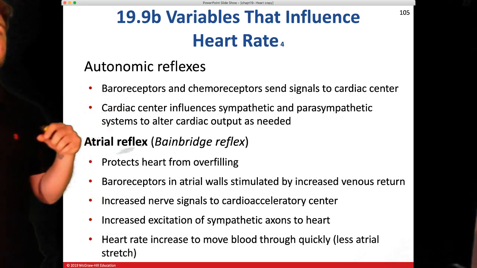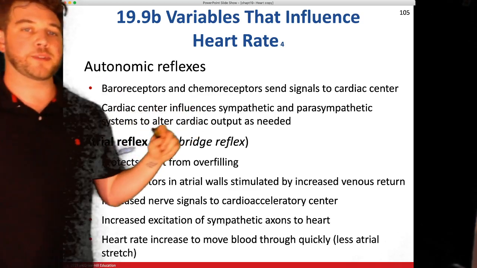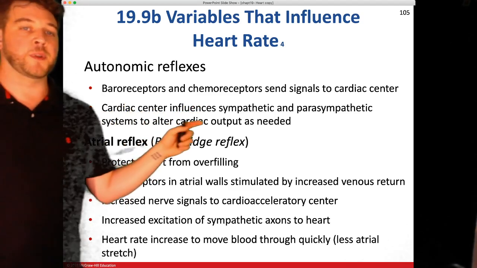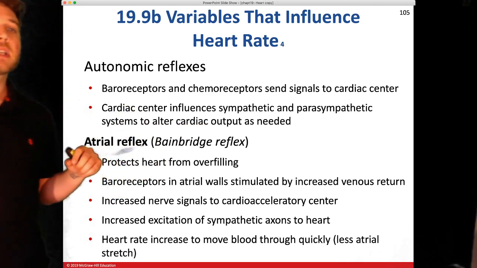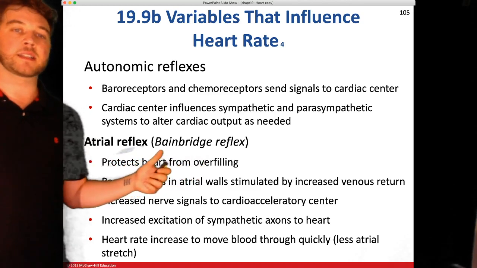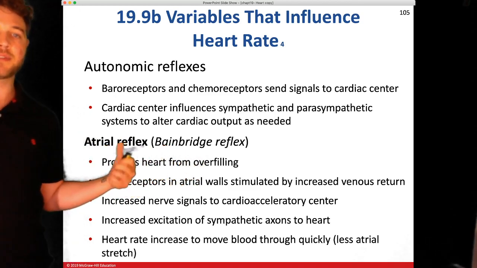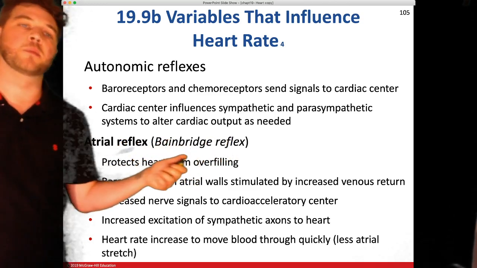Your autonomic reflexes are also going to influence your heart rate. Your baroreceptors and chemoreceptors send signals to the cardiac center in your medulla oblongata. That's going to influence sympathetic and parasympathetic systems to alter the cardiac output. Your atrial reflex, also called your Bainbridge reflex, is probably named after some dude that I don't want you to have to remember, so just remember atrial reflex, because again, this tells you nothing specific. He just wanted to name it after himself.